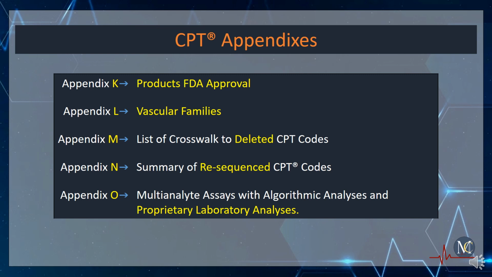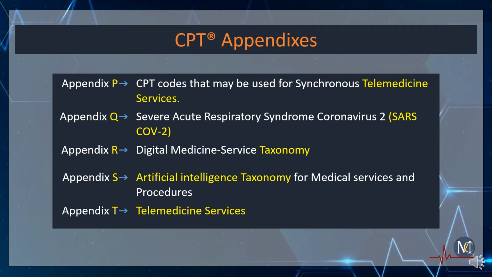In Appendix N, we see the list of all resequenced CPT codes. Appendix O is for proprietary laboratory analysis. Appendix P is for telemedicine services. In Appendix Q, we see the codes for coronavirus. Appendix R is for taxonomy. In Appendix S, we see artificial intelligence taxonomy, and Appendix T is for telemedicine services.